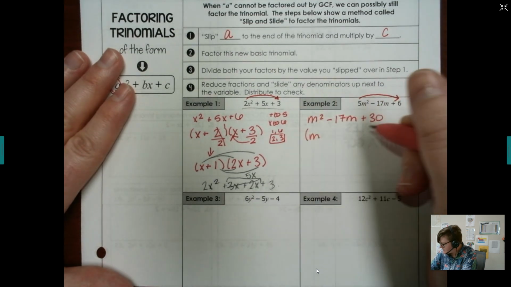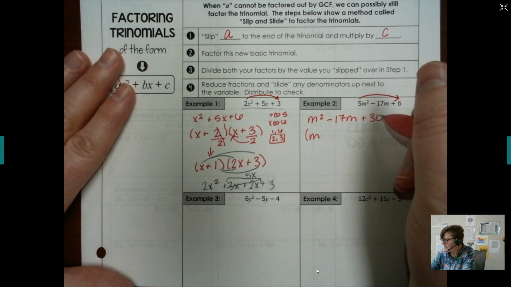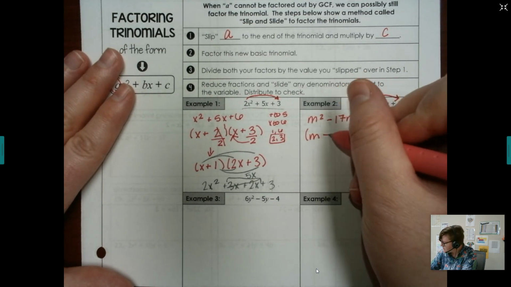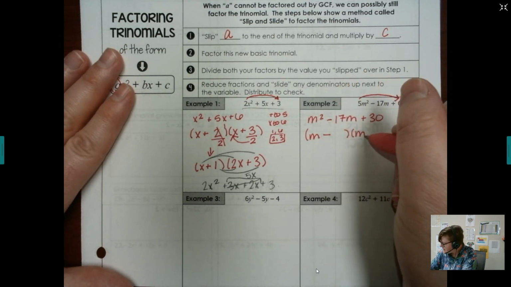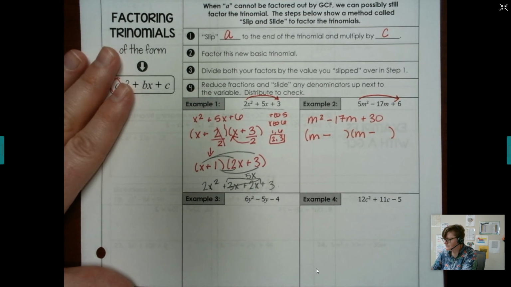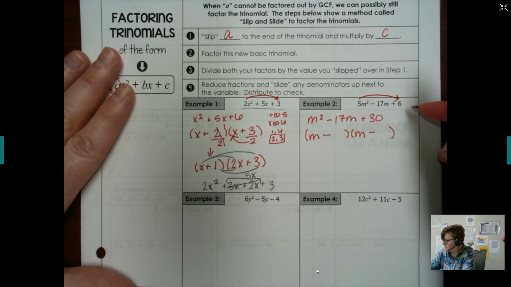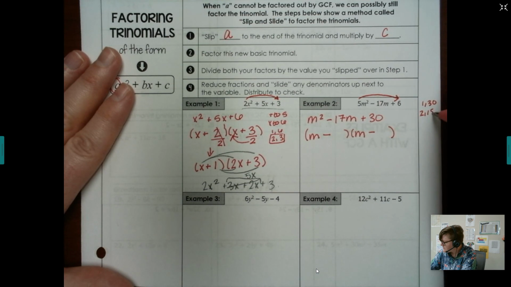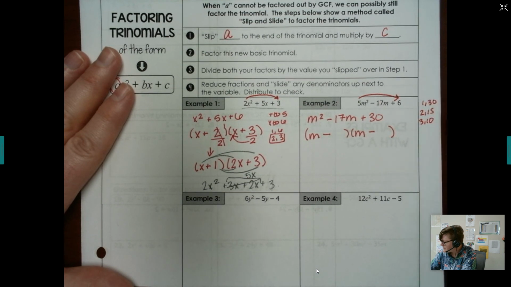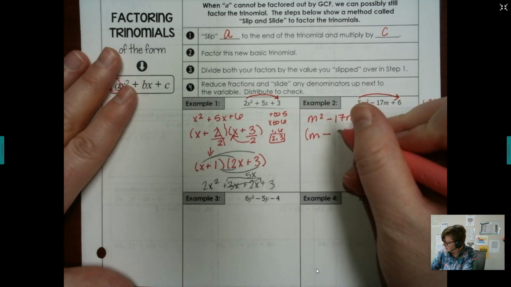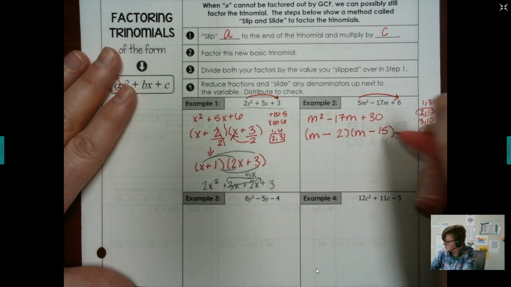So when we factor, since it's a plus at the end and a minus in the middle, these are both subtract. Factors of 30 are 1 and 30, 2 and 15, 3 and 10, 5 and 6. We want them to add up to make 17 though, so we'll pick 2 and 15. Like that.